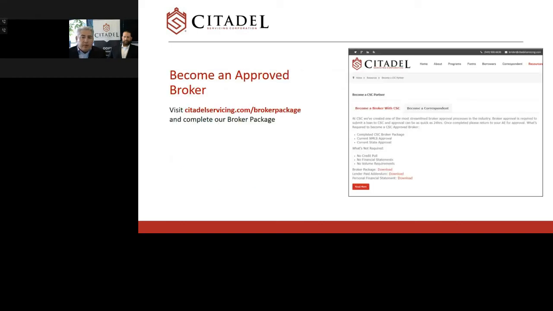It's easy to become an approved broker with Citadel. All you have to do is log on to our website and under the tab, become a CSC partner, and they'll guide you whether you want to become a correspondent or a wholesale broker, how to do it and what our requirements are. The nice thing is we do not have a financial requirement for becoming a mortgage broker with CSC.